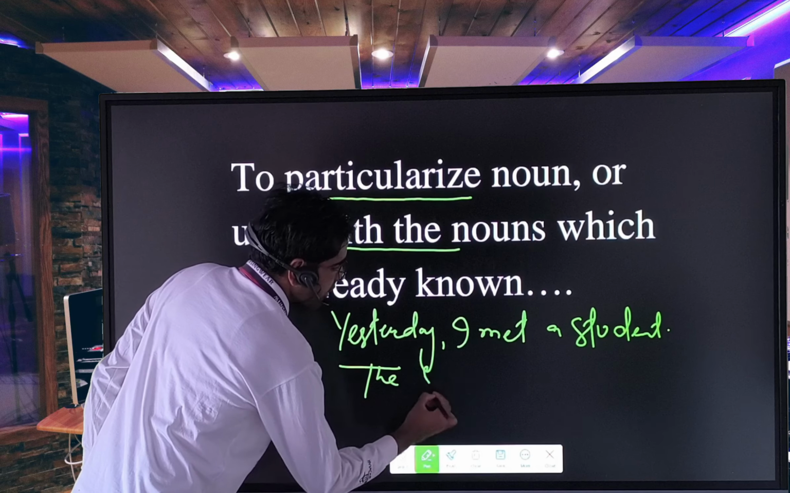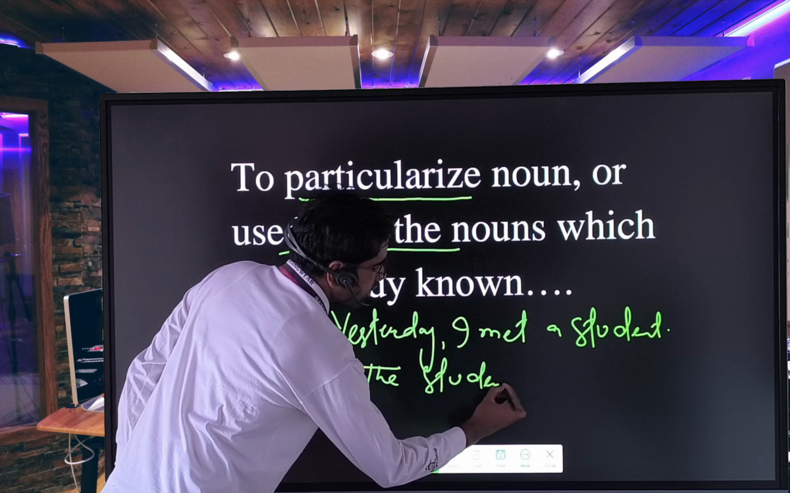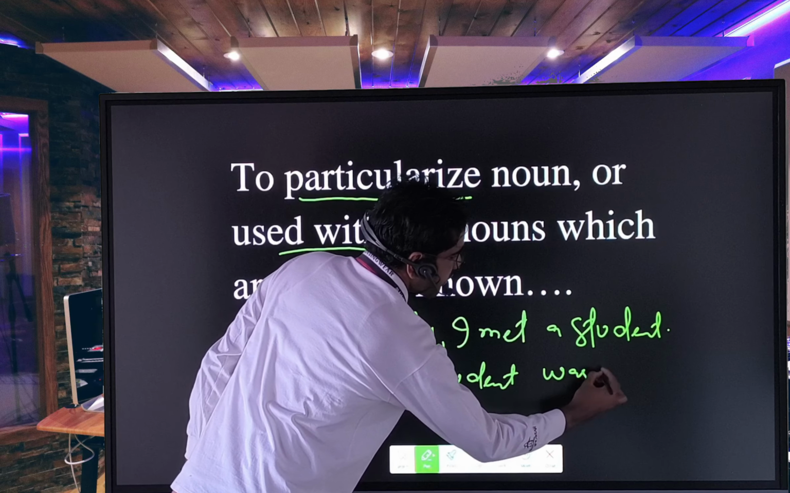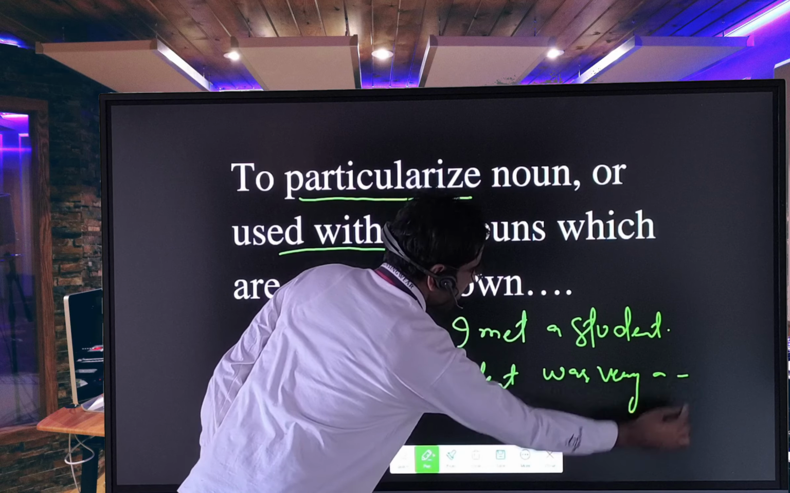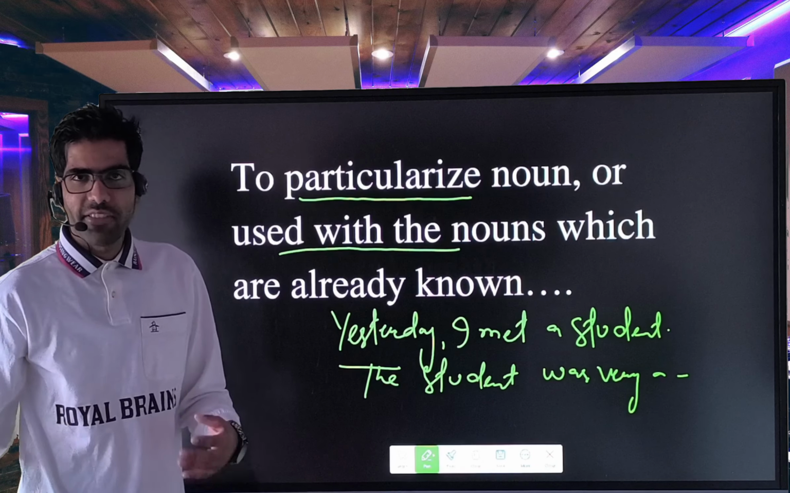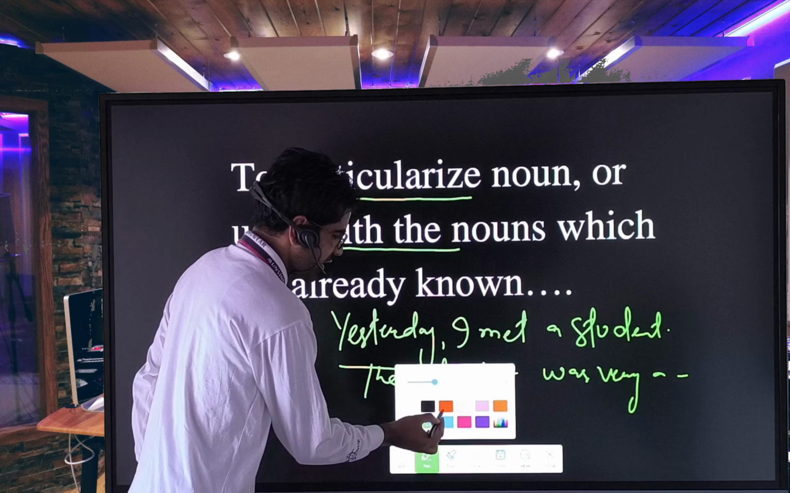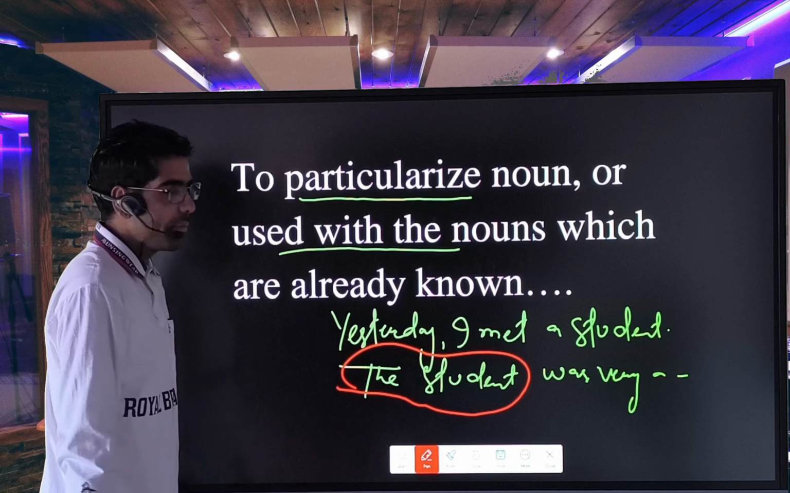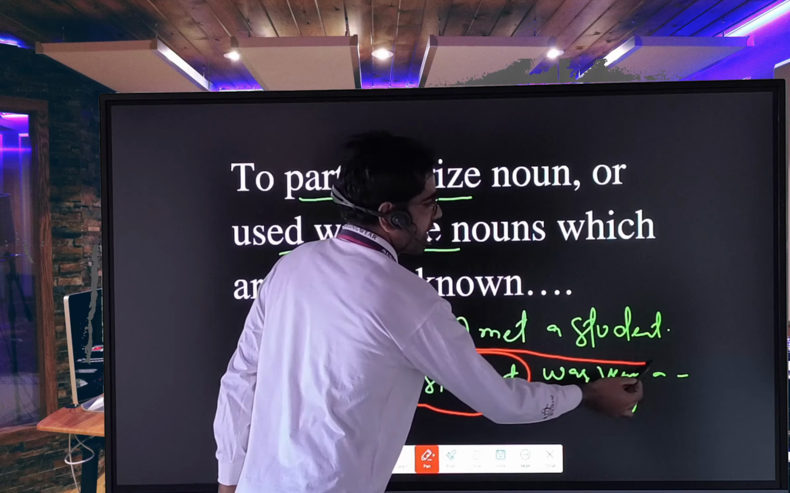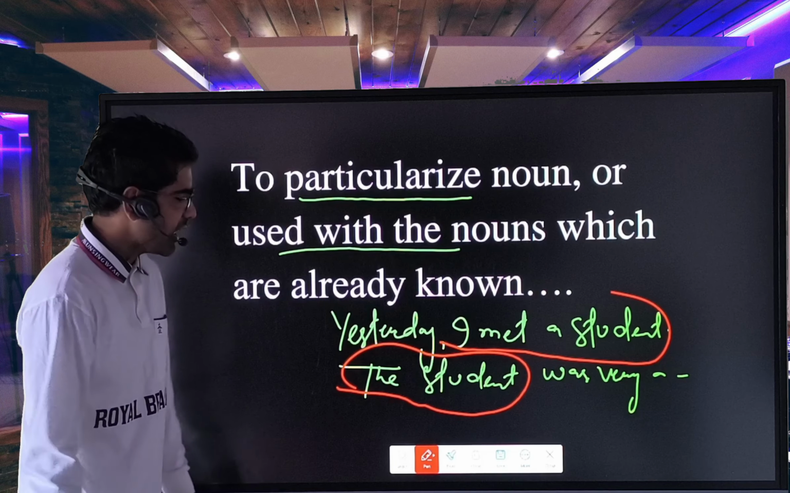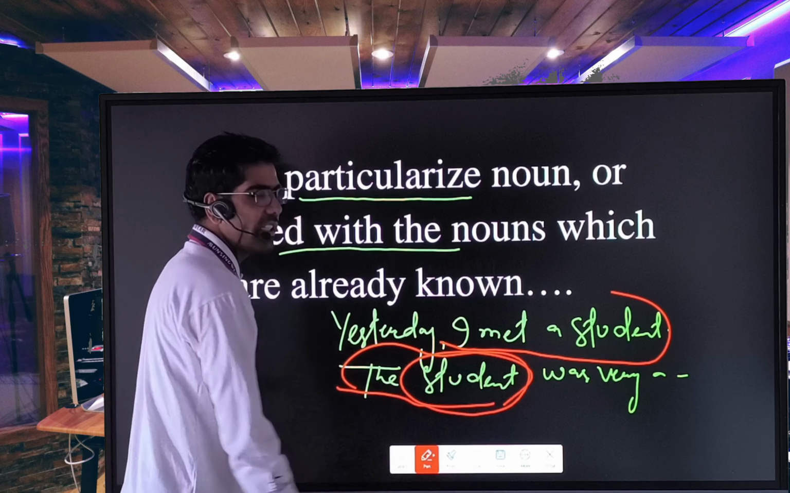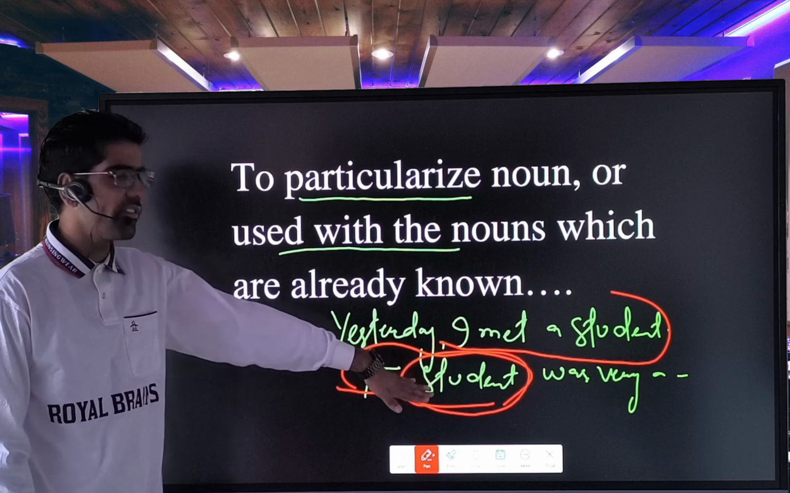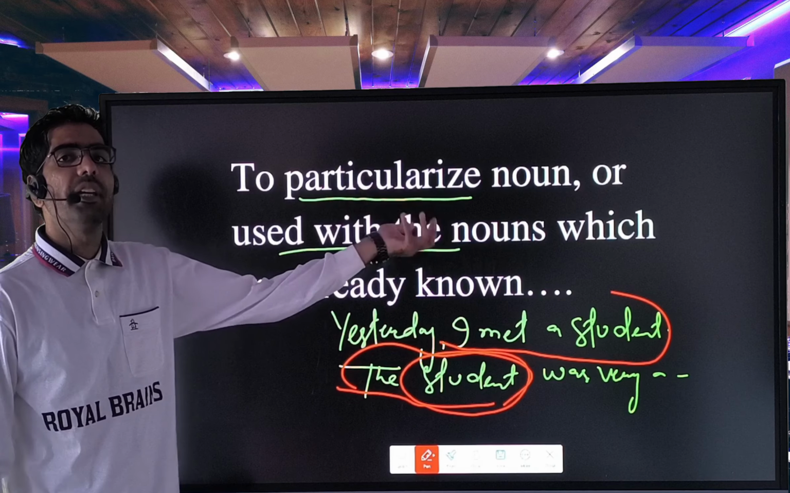The student was very intelligent. Whose student was very intelligent? The student. So it means that here I have not mentioned the student I met, because it's already mentioned. Yesterday I met a student, so that means here this student is a specific student. It's that very specific student whom I met yesterday.